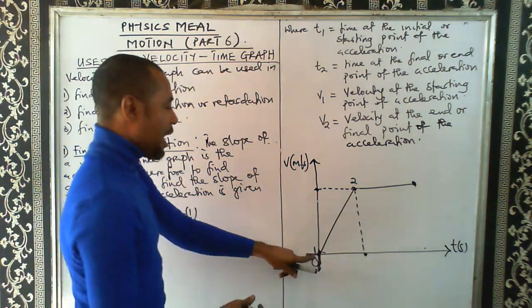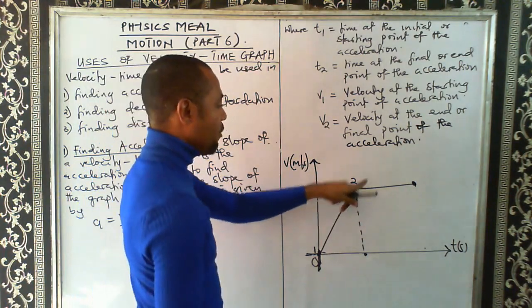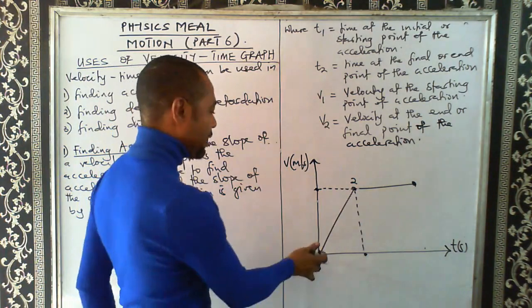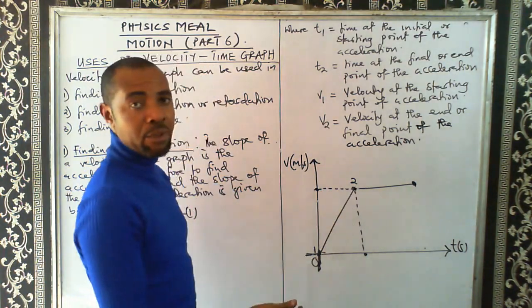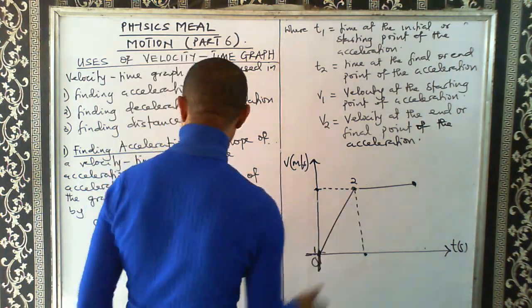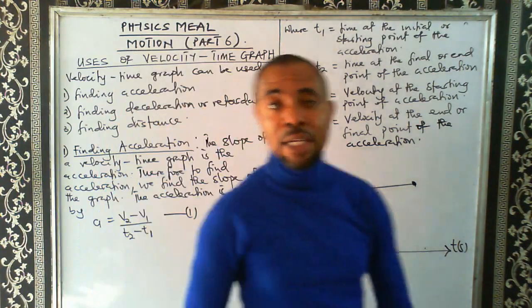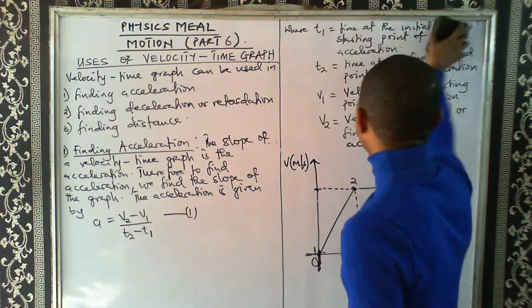So at this point I have first time, first velocity. At this point I have second time, second velocity. So the starting velocity, the starting time, the final velocity, the final time at this point. So when you know these coordinates, you substitute them in the slope, then you can actually get your acceleration. Okay? That's finding acceleration.